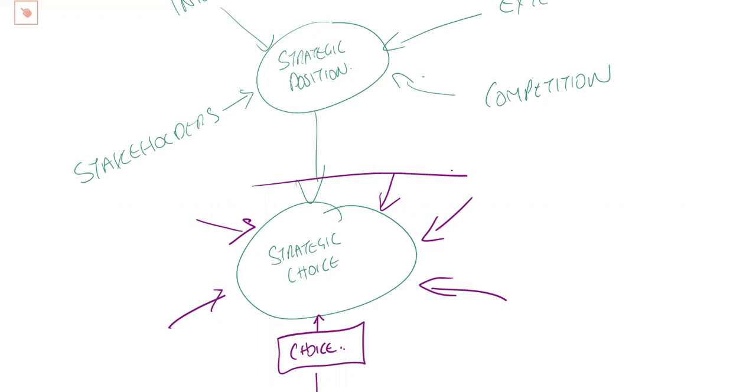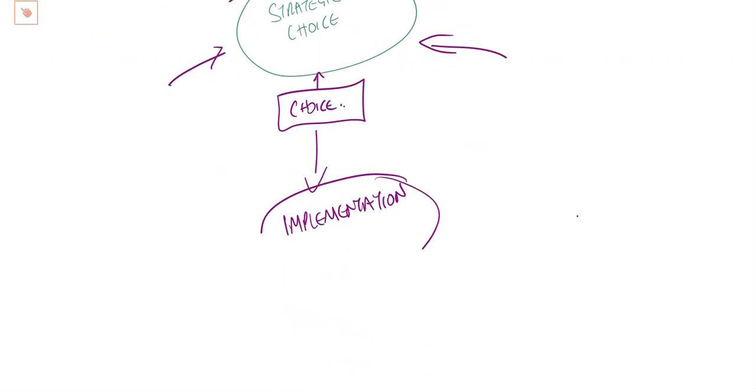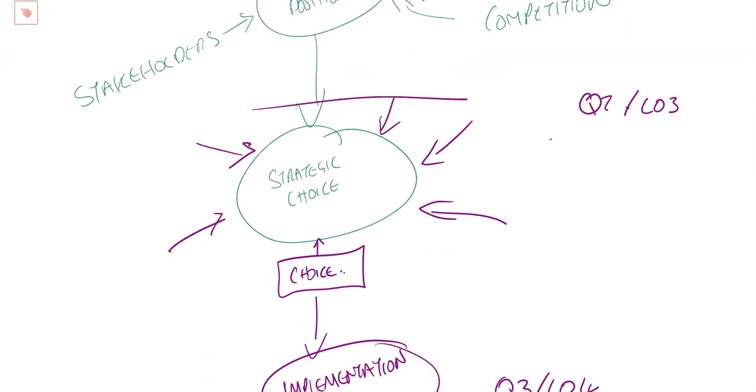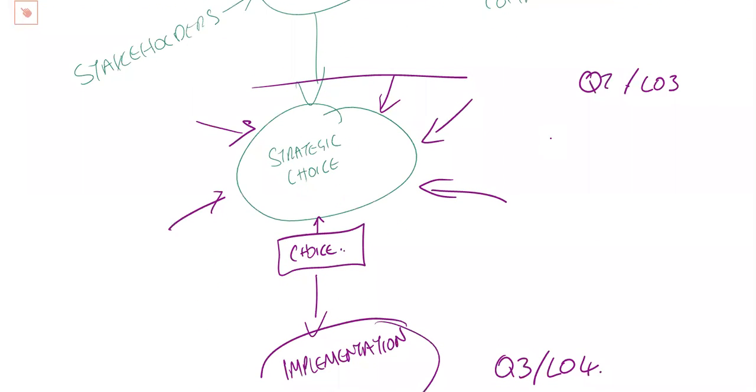So moving on, looking at strategic choice. Everything we've looked at so far within the different options is question 1. We're now looking at question 2, which is learning outcome 3, isn't it? I should put that, shouldn't I? Learning outcome 3, that's learning outcome 2. And then implementation is question 3, and that's learning outcome 4. So yes, enjoy.